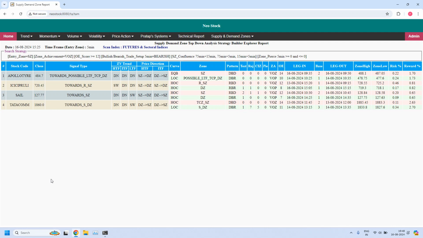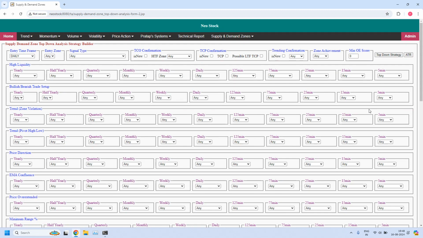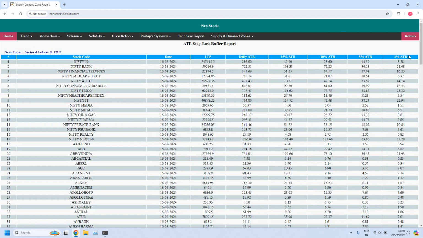Okay, this is about zone confluence supported by bearish trade setup, hourly income trade. So we have completed all the 4 income trade, bullish and bearish trade setups, and in the final report, let's generate the ATRs, stop buffers based on daily ATR.